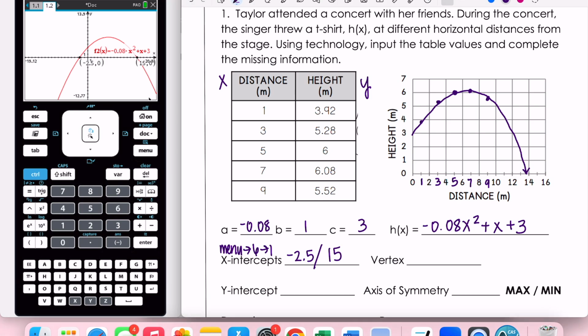Now guys, when it comes to a real world situation, I want you to really think about what should represent my x-intercept. Remember, we're talking about distance in meters. Does it make sense for me to have negative 2.5 meters or 15 meters when I'm talking about this real world situation? No, it makes sense for this to be at 15.